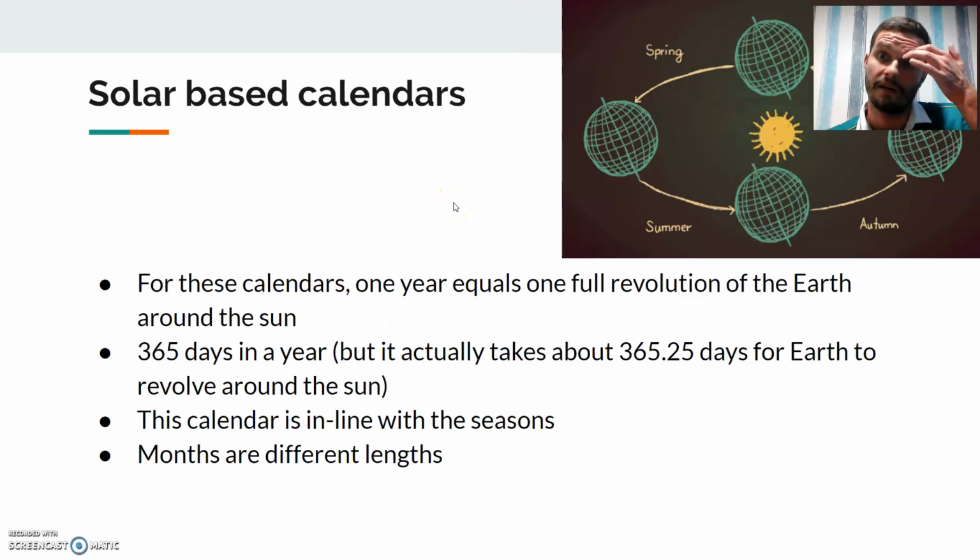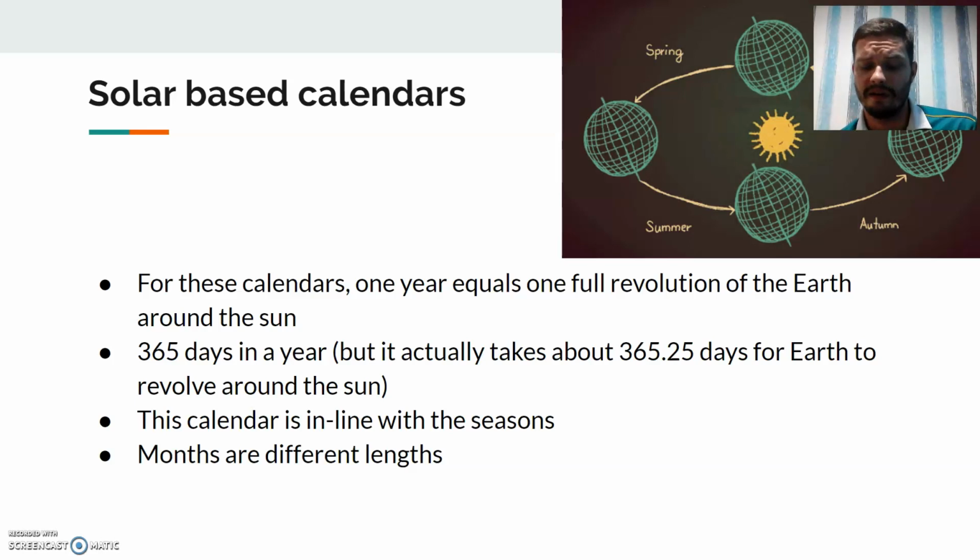So what exactly is a solar-based calendar? Well, in these calendars, 1 year equals 1 full revolution of the Earth around the Sun, so 1 full orbit of the Earth around the Sun. And in a previous unit, of course, we talked about the movement of the Earth in space. Whereas 1 full rotation of the Earth will equal 1 day, 1 full orbit of the Earth will equal 1 year. It takes about 365 days for the Earth to revolve completely around the Sun. But it actually takes a little bit more than that, about 365.25, and actually a little bit less than that.